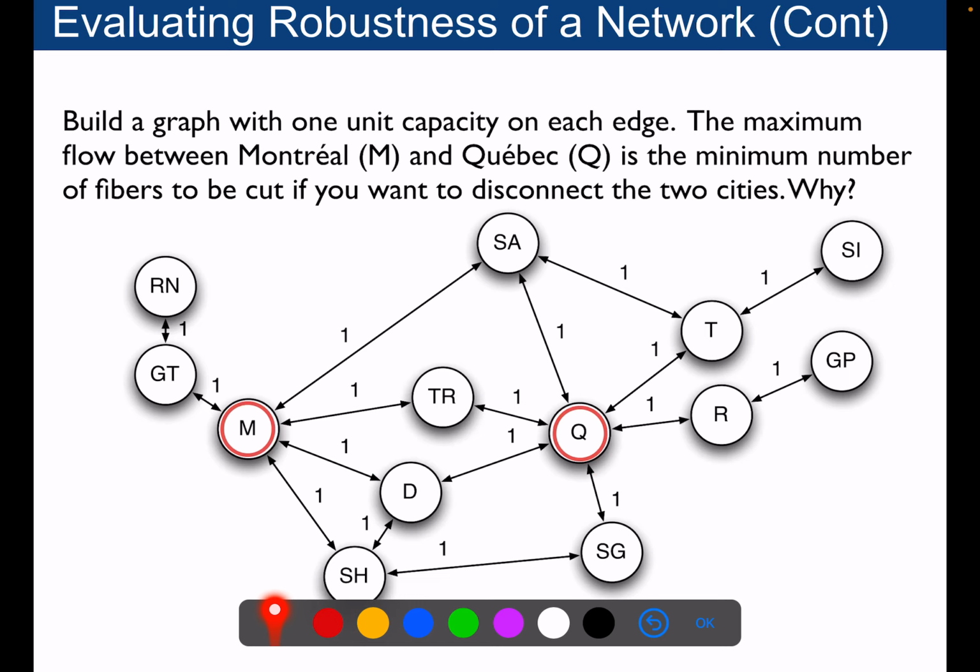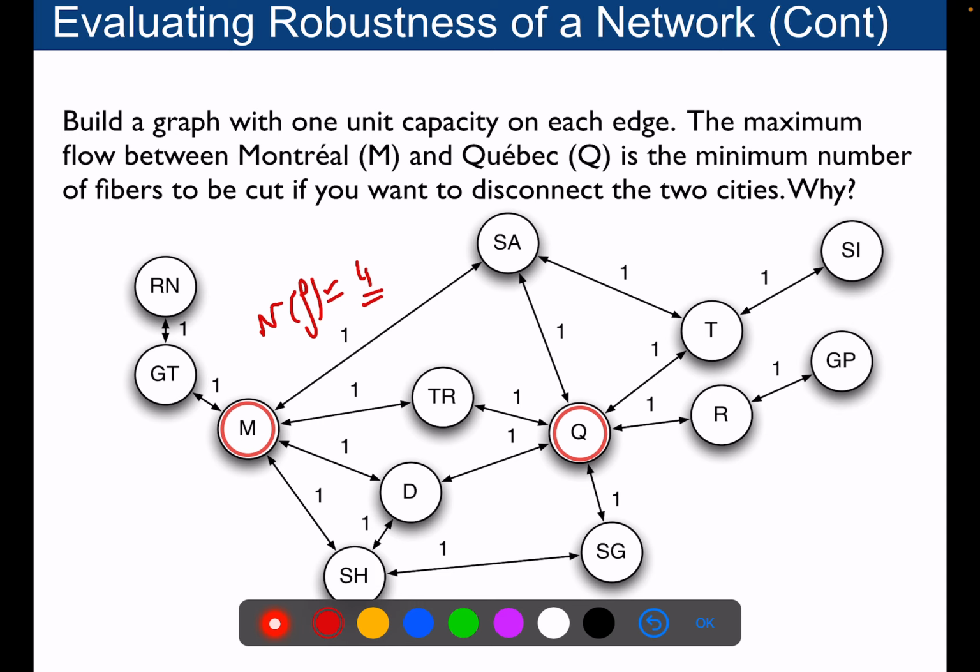And to prove that, you can build a graph like this one, where you put one on every edge, and you find the maximum flow from M to Q. And again, if you look for the maximum flow, you will see that the value of the flow is equal to 4. And that's exactly the same as the minimum cut that you needed to perform to disconnect Montreal and Quebec. And that's not really by chance. Actually, the two problems are related, and the minimum cut is always equal to the maximum flow in a problem. This is what we will study.